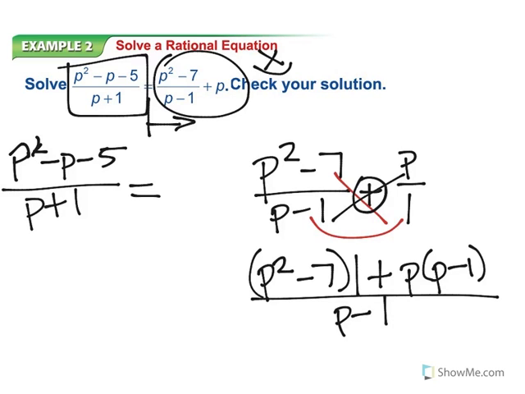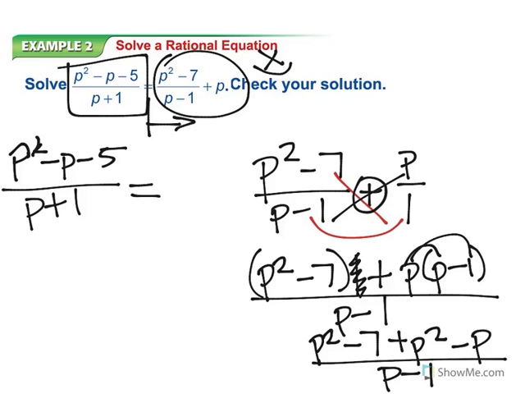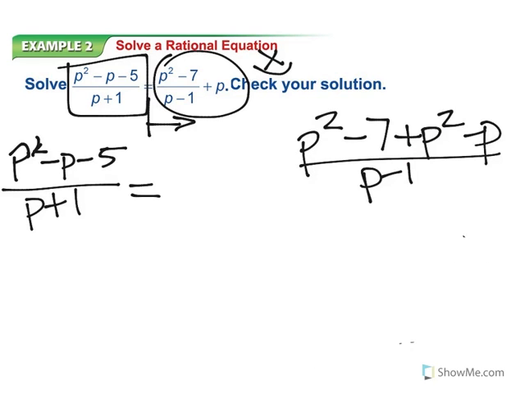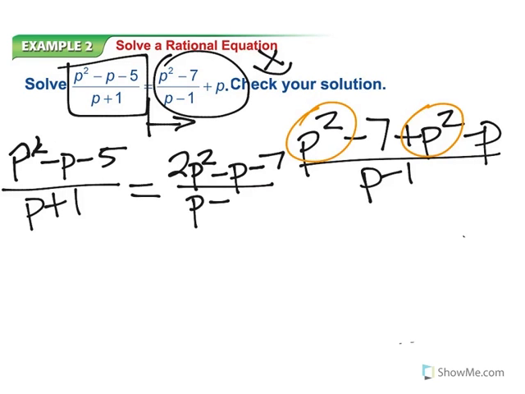Alright, so simplify by distributing this p. The 1 goes away because you don't really need to write it. So we have p squared minus 7 plus p squared minus p over p minus 1. Make sure you have that written down. So now I'm going to combine like terms. So I have 2p squared minus p minus 7 over p minus 1.